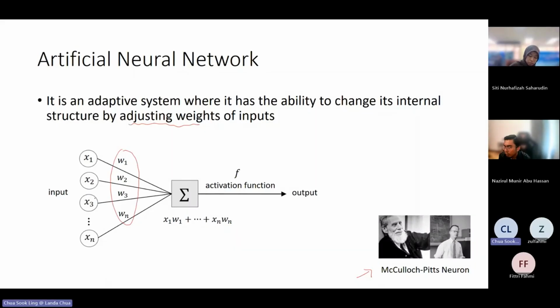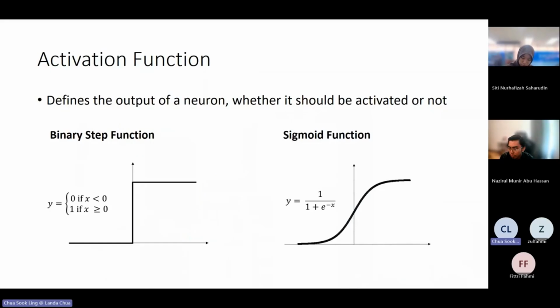So what happens here is, each input has its own respective weight. These weights, normally we initialize randomly. And all of this will go through a summation function. This summation function is very simple: I just take whatever input you have, multiply it with the respective weight, and then we sum them up. Through this summation function, it will go through an activation function. This activation function will determine the output of a neuron, whether it should be activated or not, fire or not.